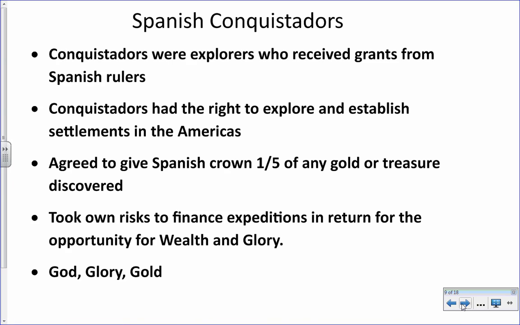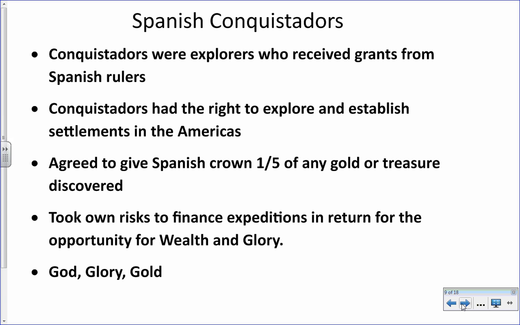Spanish conquistadors changed history forever. They were adventurous explorers who received grants from Spanish rulers, which gave them the right to explore and establish settlements or colonies in the Americas. In return, they would give the Spanish crown 1/5 of any gold or treasure discovered, which turned out to be a massive amount.